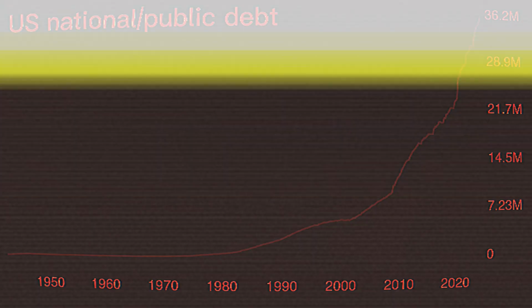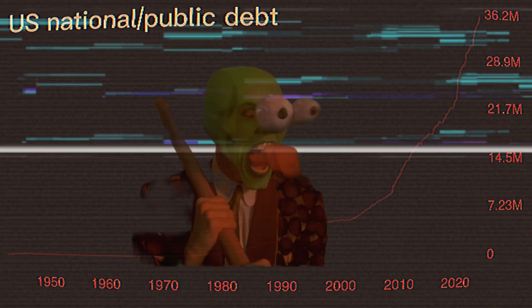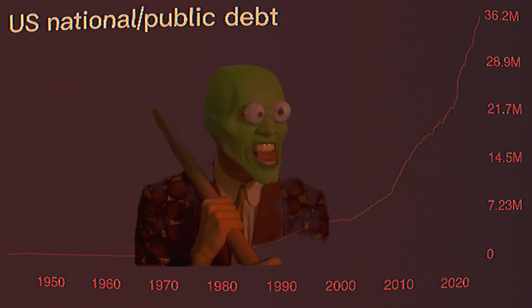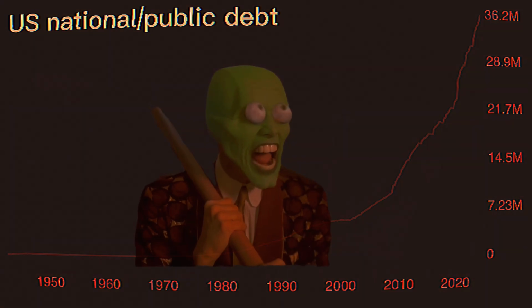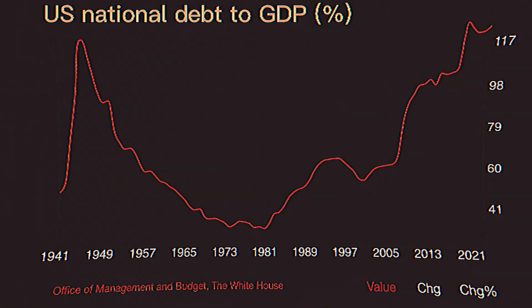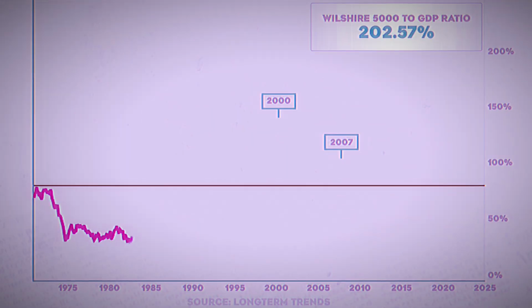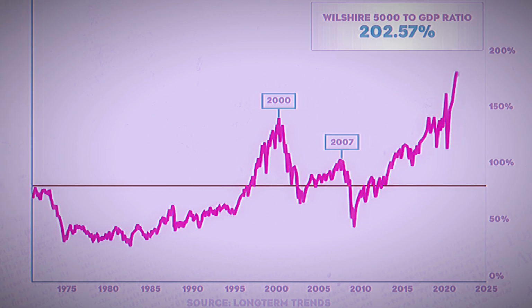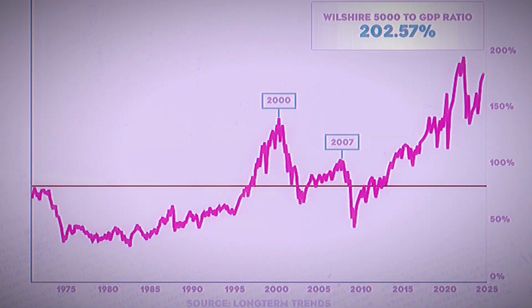US national public debt has obviously soared to record highs. It's something like $36 trillion now, and that increase has been happening at an increasingly accelerating pace. US national debt to GDP also at a record high, higher in 2021 than it was at the end of World War II. And then obviously the stock market in the US is overvalued to a point that hasn't been seen before. 200% of GDP has been exceeded on the Wilshire 5000.